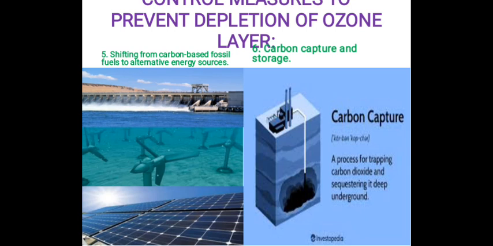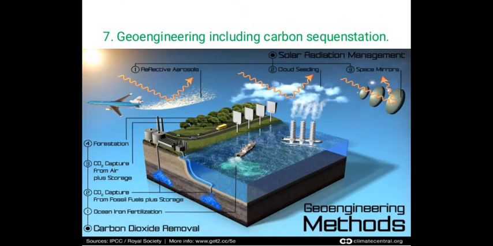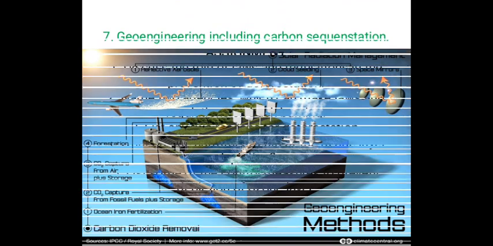The sixth one is carbon capture storage. Carbon capture involves the process for trapping carbon dioxide, sequestering it deep underground. The seventh is geoengineering, including carbon sequestration. This picture explains it all.